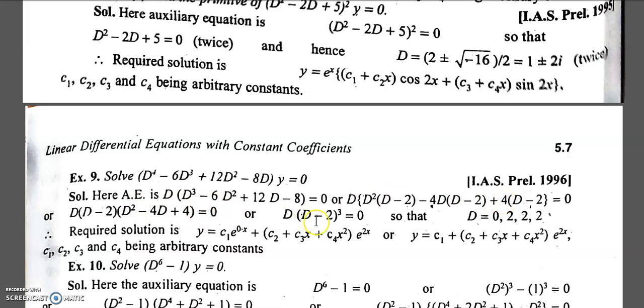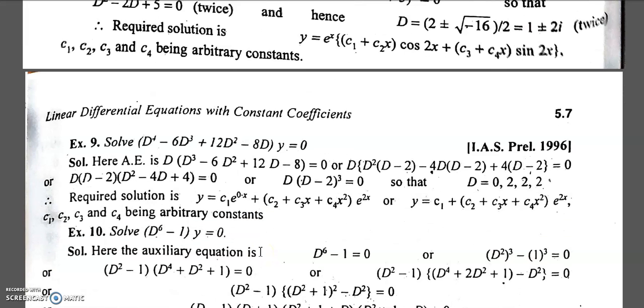Okay, so I believe you got some idea about how to solve these problems. Ultimately we got d equal to 0, 2, 2, 2. So the required solution is what? y equal to, one root is distinct and the other three are the same. So c1 e to the power 0x plus c2 plus c3x plus c4x square, times e power 2x. That is your solution, where c1, c2, c3 and c4 are arbitrary constants.